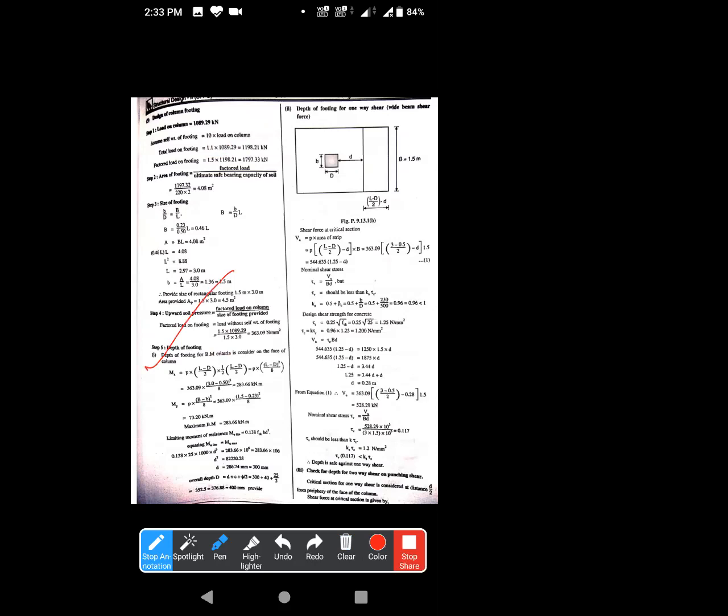Now step number 5 is depth of your footing. Now you have to find the depth of your footing. For the depth of footing, you know there are two criteria for the check.